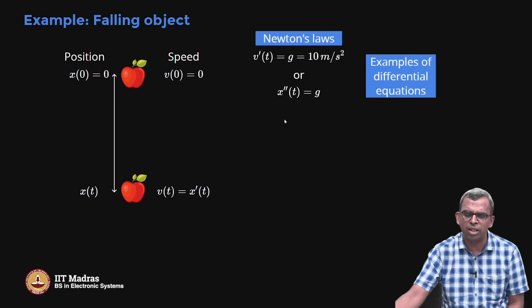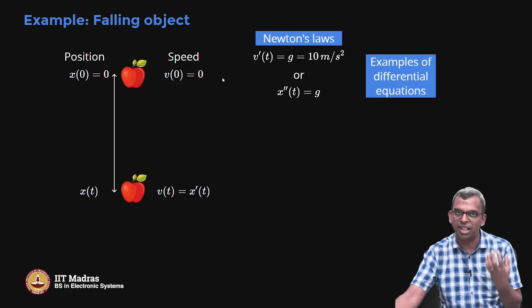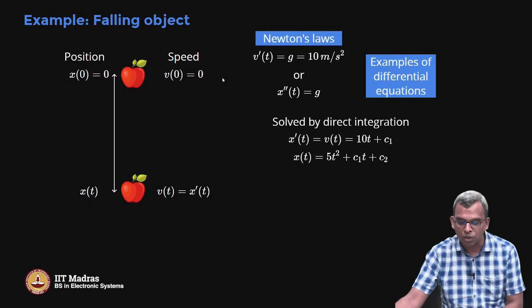So this differential equation is actually very easy to solve. We have seen the solution before when we studied calculus of motion. So you see here, direct integration will give you an answer, right? V of t is just x prime of t. You have to just integrate this.